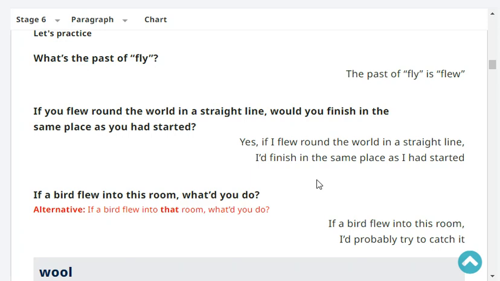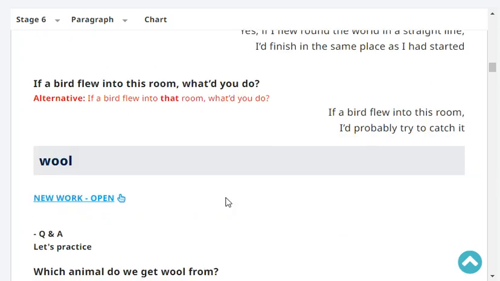If a bird flew into your room, what did you do? If a bird flew into my room, I'd probably try to catch it. Very good.